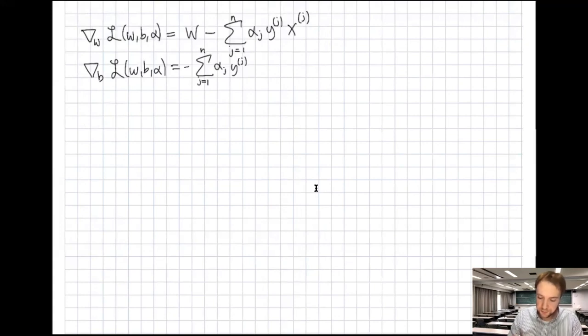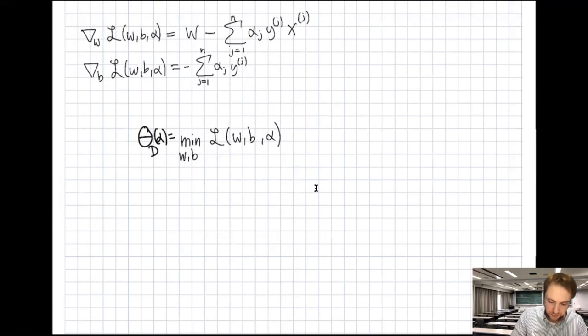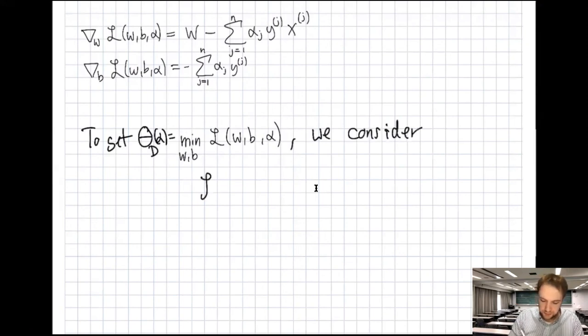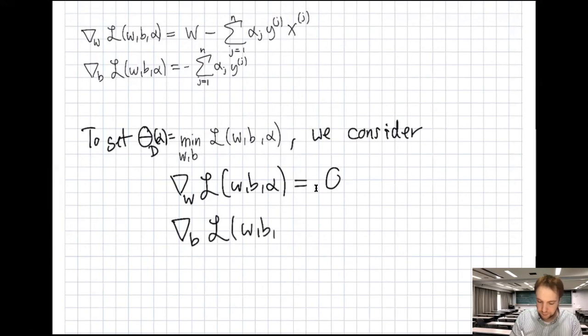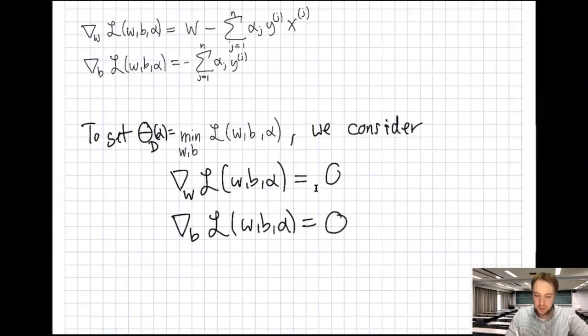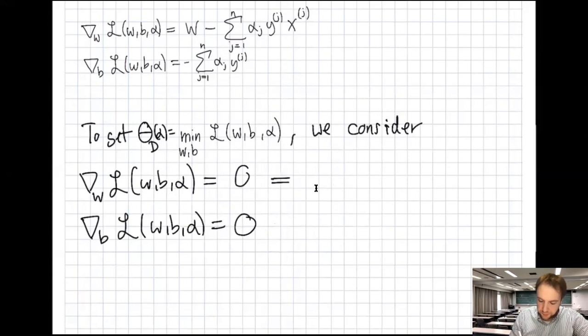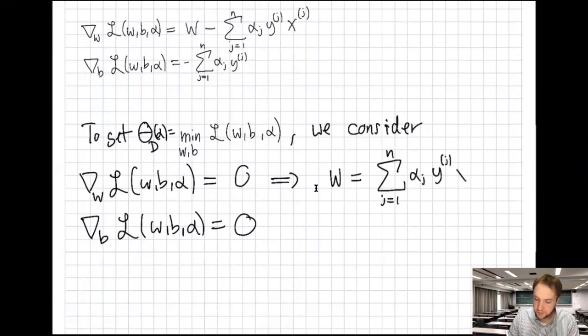So we have this here, and to get, we consider that the derivative with respect to W of this is zero, and also this here. So in particular, what this then means is if this here equals zero, this just means that this best W to solve this is given by this sum here, alpha j, yj, xj. And this here just means that this sum here, j from one to n, alpha j, yj equals zero.